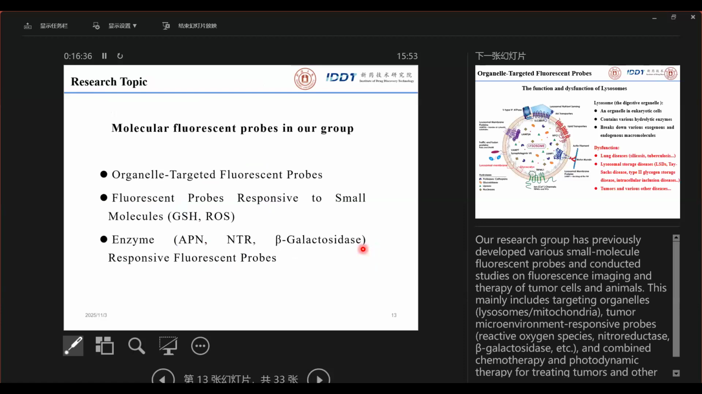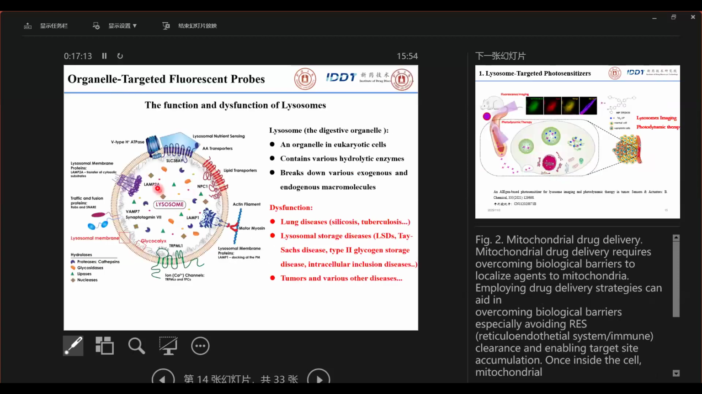Our group has worked on this for about 7 years, and we have developed three kinds of fluorescent probes. One is organelle-targeted fluorescent probes. The second is about small molecules like GSH or ROS reactive fluorescent probes. And the third is about enzymes, like aminopeptidases and nitroreductases, and beta-gal responsive fluorescent probes. So first we will start from the organelle-targeted fluorescent probes.